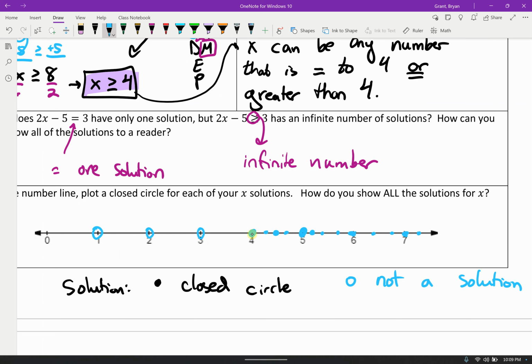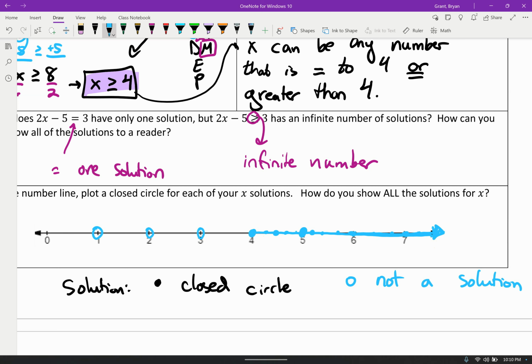And so what I'm going to do is start at 4, and go to the right. And then at the end, I'll put a nice big arrow to show that all the solutions are the shaded part of the line. A shaded part of a line is just a collection of points.